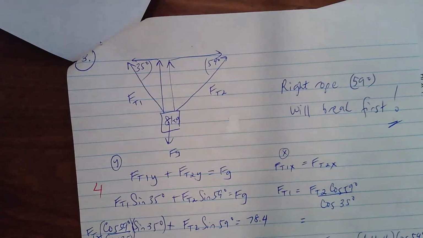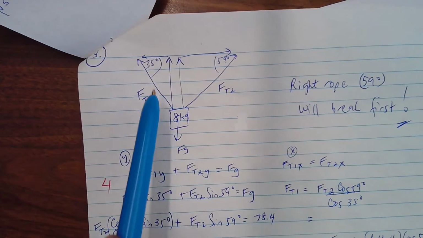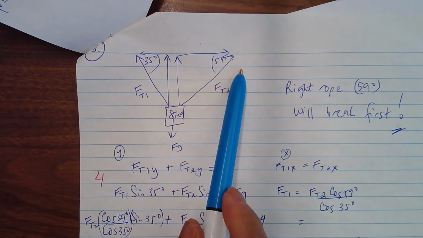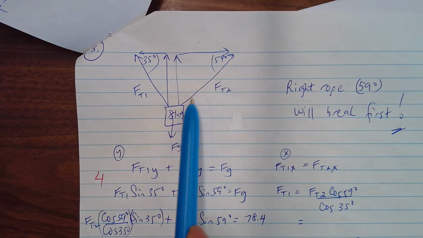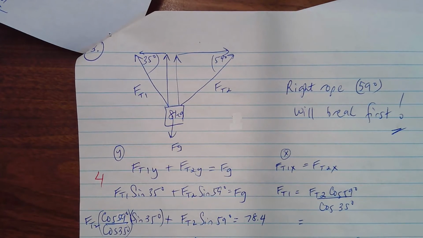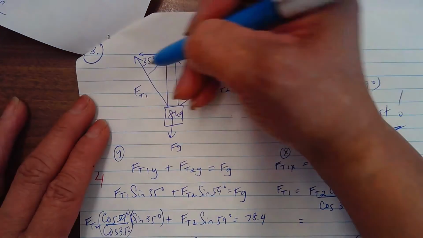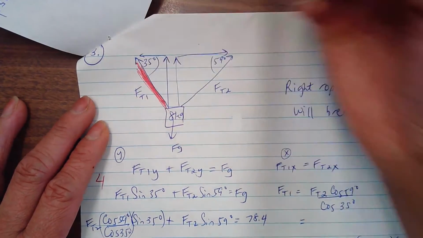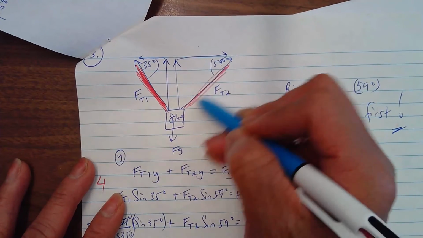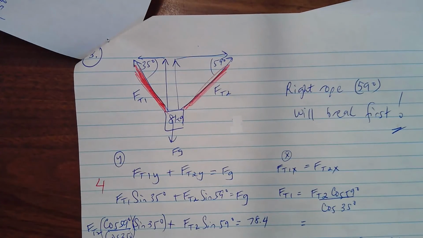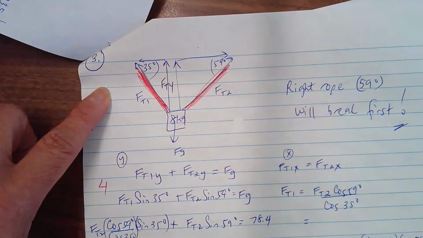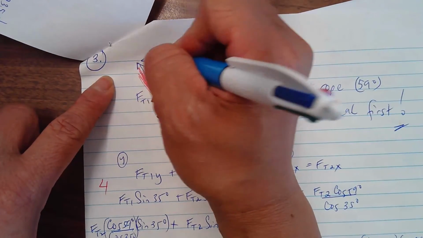Okay, so this is the situation. When I drew it, this is 35 degrees for the tension on the left, and on the right it says 59 degrees. So I call the first one Ft1, the second one Ft2. Now remember, the Ft is the actual rope. There's the actual rope, that's Ft1. This is the second one, that's Ft2. And then you just break it down into FTY and FTX.